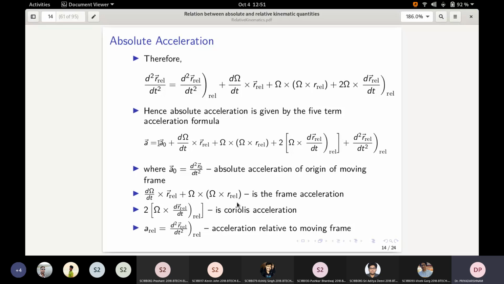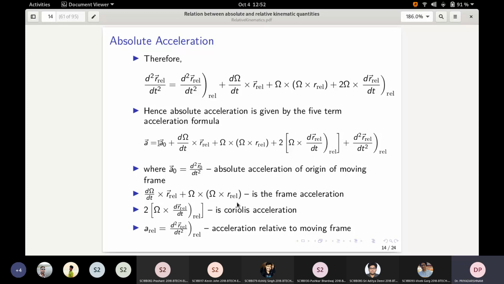Then you have omega cross omega cross RL. You can imagine this to be some kind of centripetal or centrifugal acceleration. Then you have 2 times omega cross d RL by dt, which is with respect to the relative motion, where a Coriolis acceleration is felt. So this is an important component. As the relative velocity with respect to the moving frame increases, this component's contribution also increases. It appears as virtual forces.